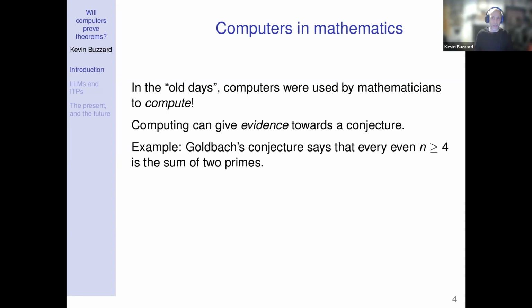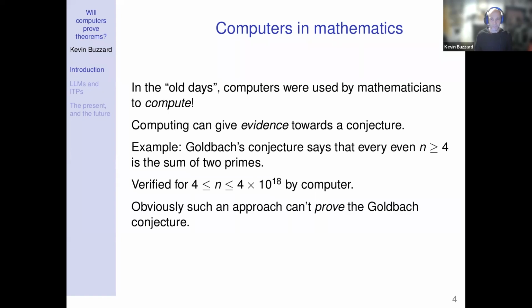It says that every even number, 4 or more, is the sum of 2 prime numbers. So 4 is 2 plus 2, 6 is 3 plus 3, etc. So this is an open problem. But one thing you can do is attempt to verify the Goldbach conjecture, to see if it's a reasonable guess. We can try and check it for all even numbers up to some bound, and indeed the current record is 4 times 10 to the 18. Every even number between 4 and 4 times 10 to the 18 is the sum of 2 prime numbers.